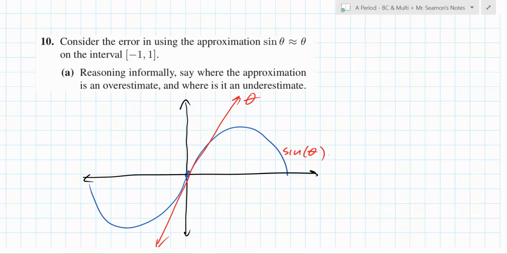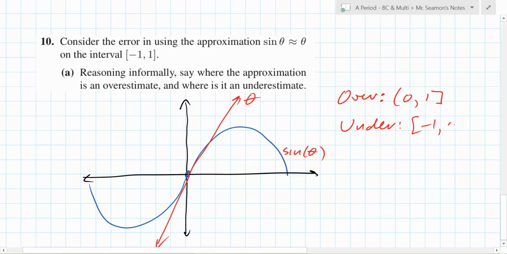So it says, using informal reasoning, say where the approximation is an overestimate. Where does it look like the red line is above the blue? Where does it look like it's an overestimate? Well, at 0, it's equal to it, right? So it's not going to be an overestimate. 0 to what? 1. Where does it look like it's an underestimate? -1 to 0. Correct. So it looks like it's an overestimate to the right, and an underestimate to the left. Great.